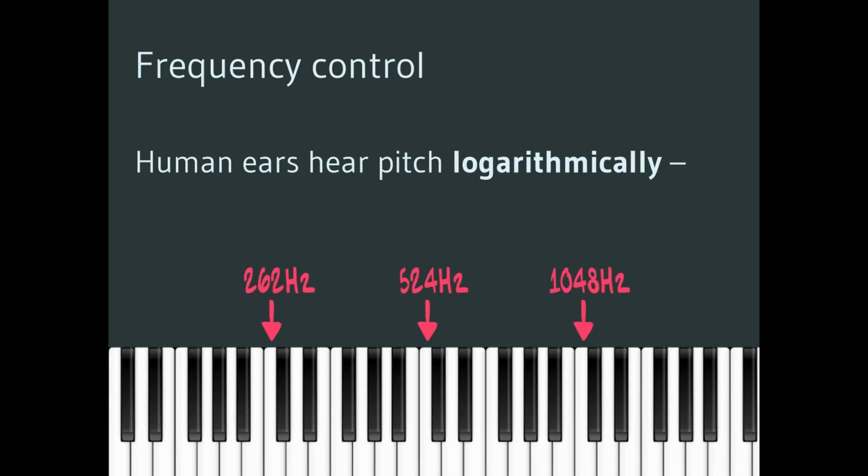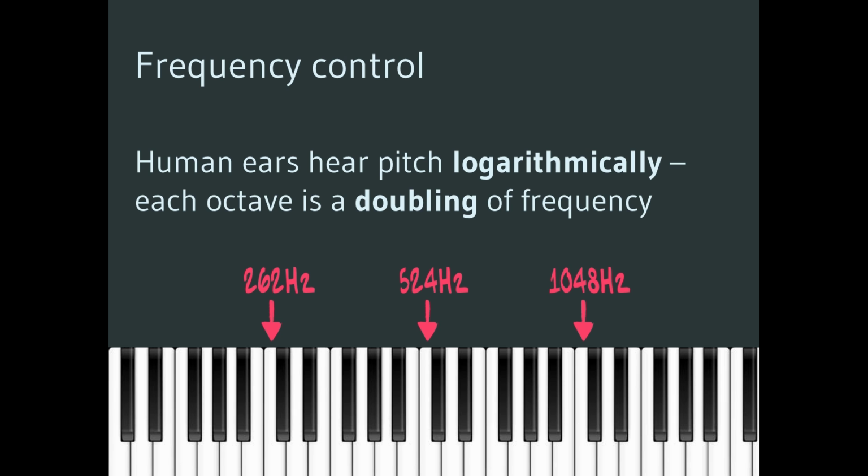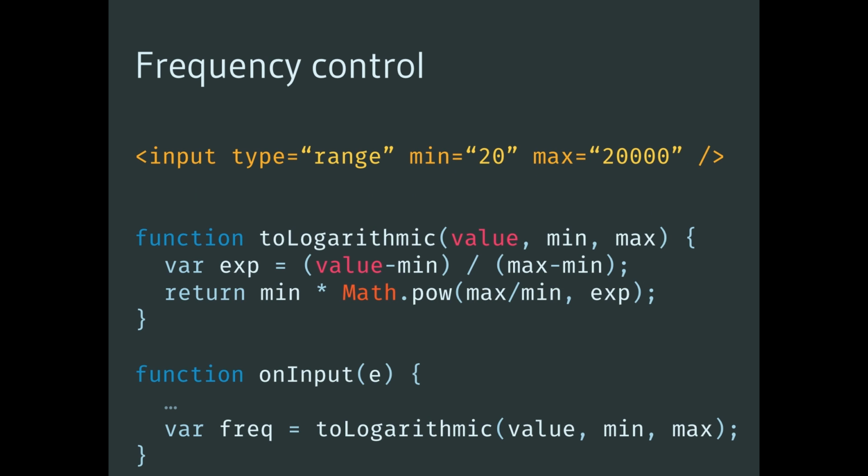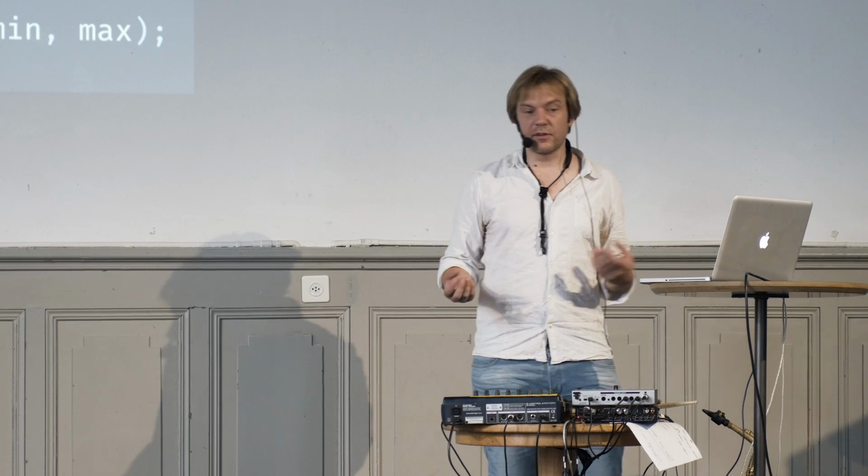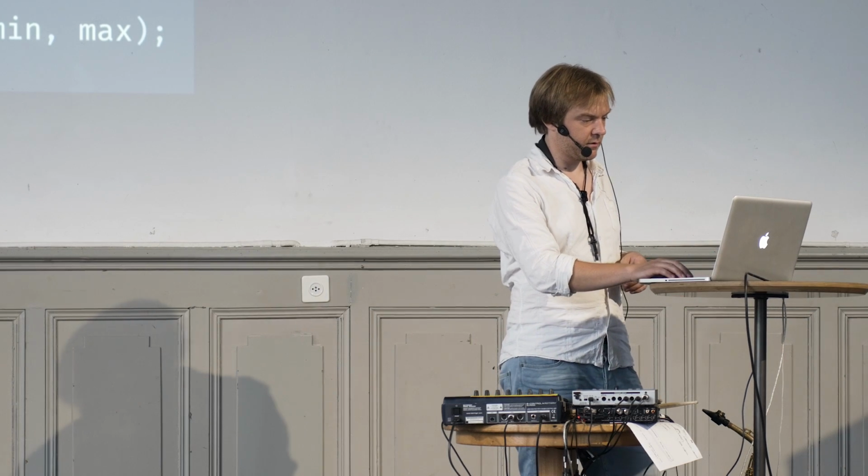Frequency control. Human ears hear pitch logarithmically. If you think of a piano keyboard, every octave as it goes up is a doubling of frequency. So that requires a little bit more of a mathematical function, but it's the same idea. We need this transform curve in order to make audio controls consistent with the way we perceive the sound.